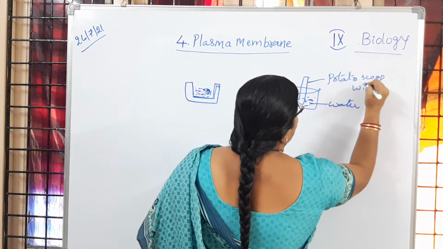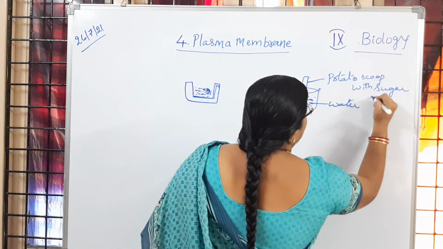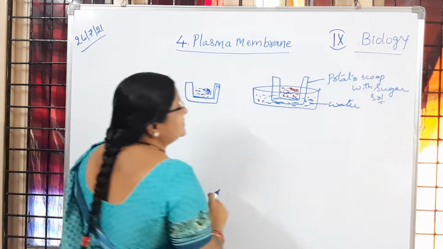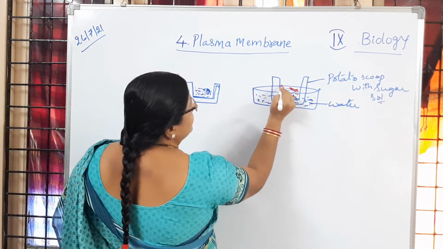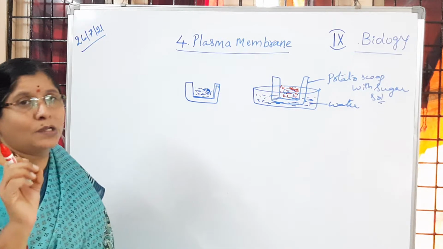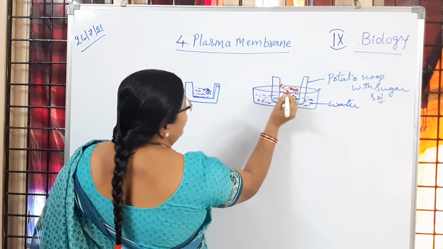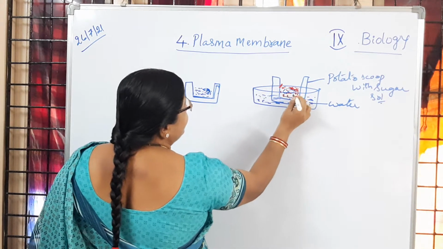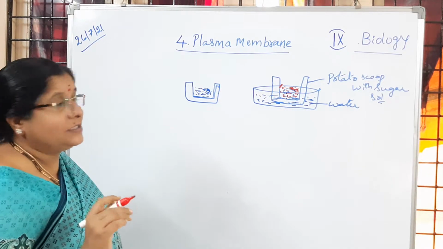Potato scoop with the sugar solution. And we have to note down the level of the sugar solution with the help of a pin. Is it clear to you? So now we put the pin and we have noted the level of the sugar solution in the potato scoop. Is it clear to children?